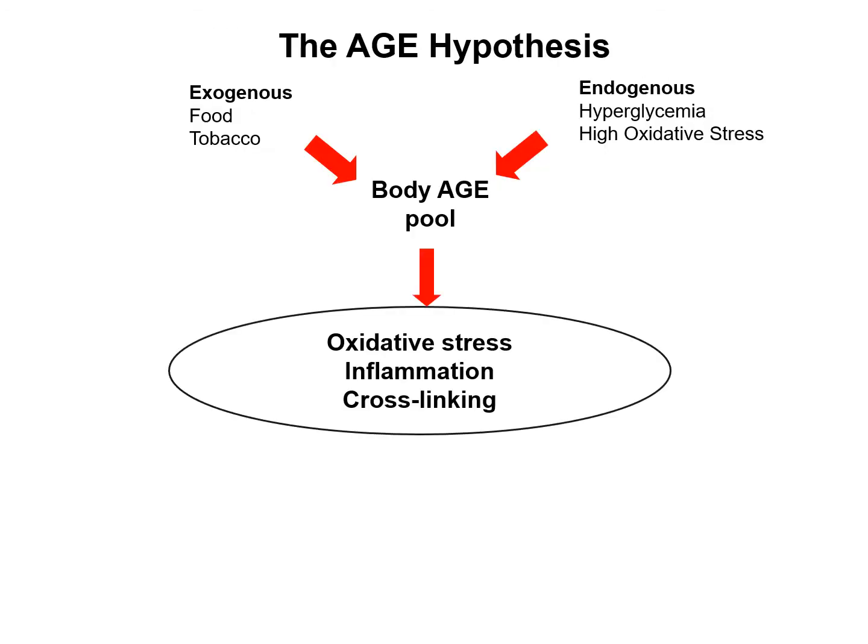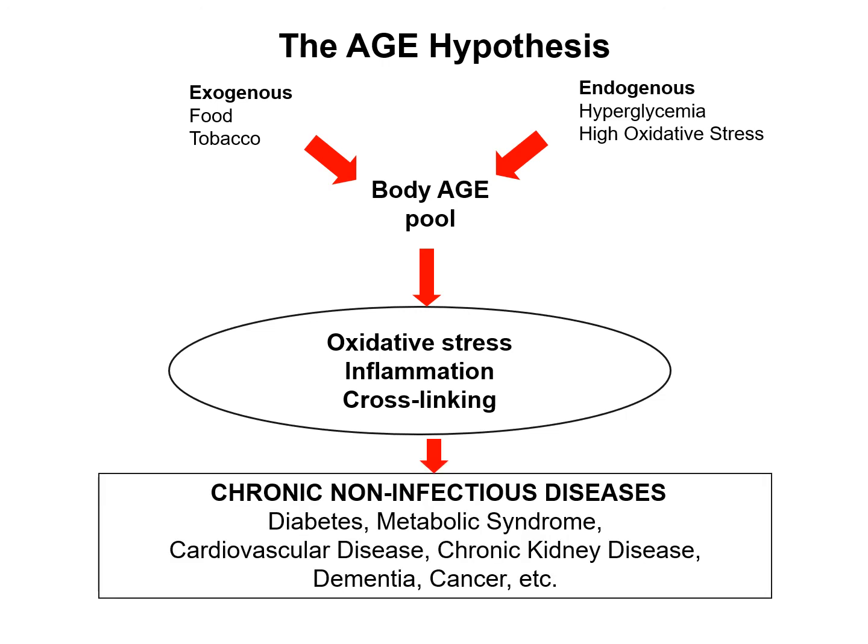So all of this reflects the AGE hypothesis that, as I mentioned before, states that AGEs coming from endogenous or exogenous sources will increase the body AGE pool, leading to oxidative stress, inflammation, and cross-linking, that eventually lead to chronic, non-infectious diseases.